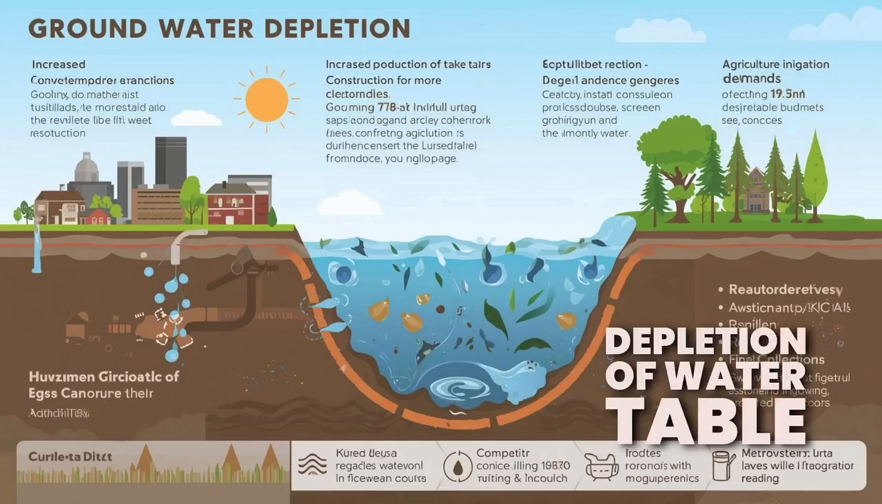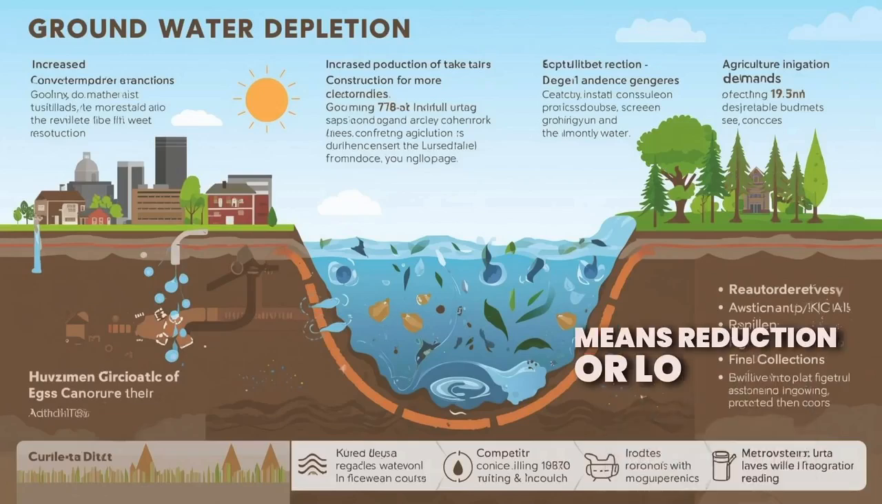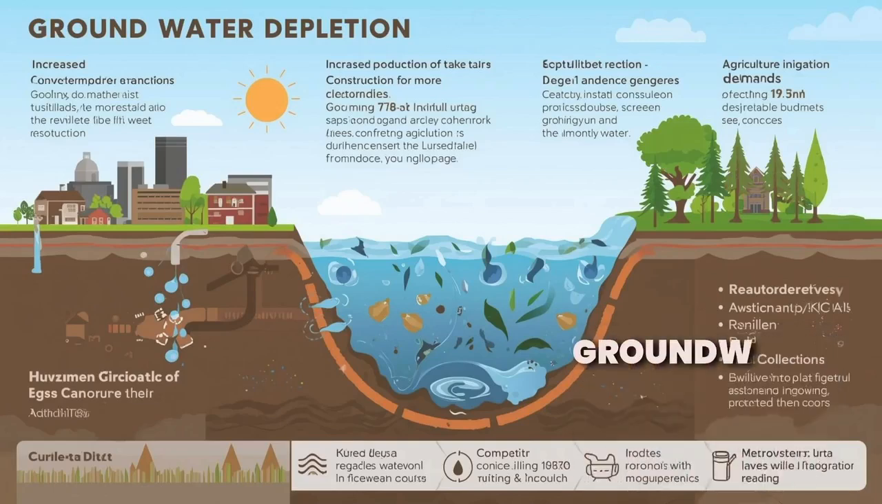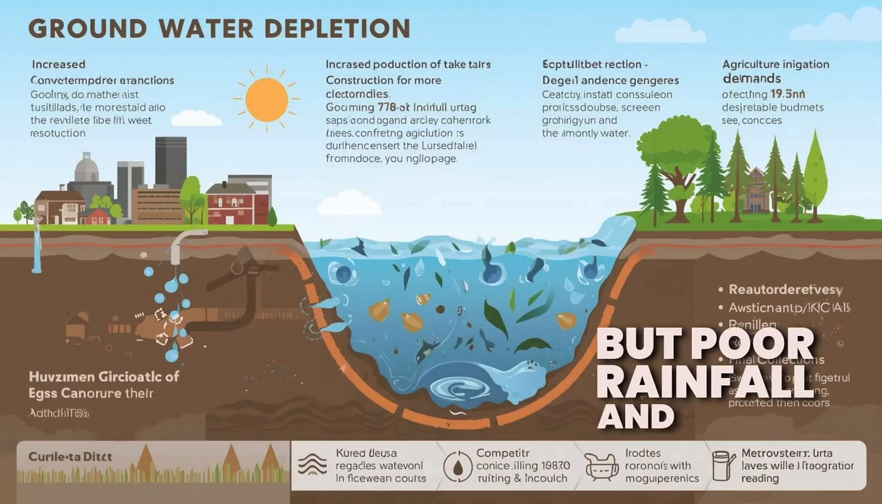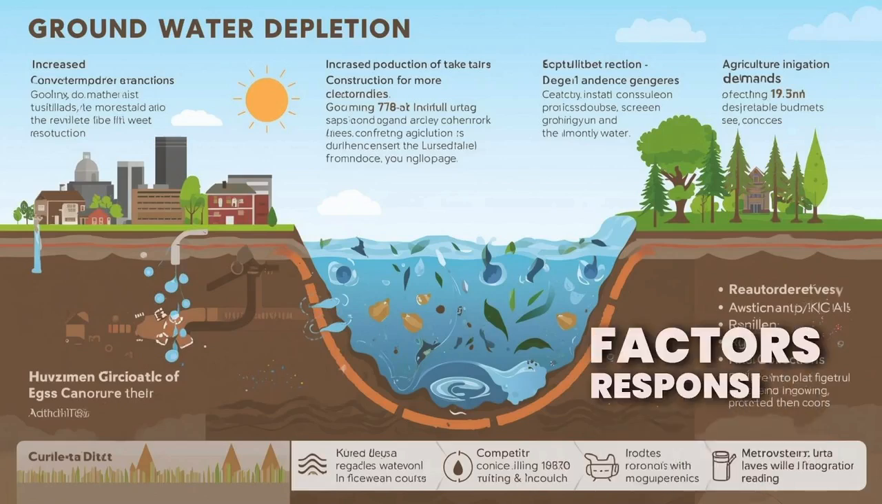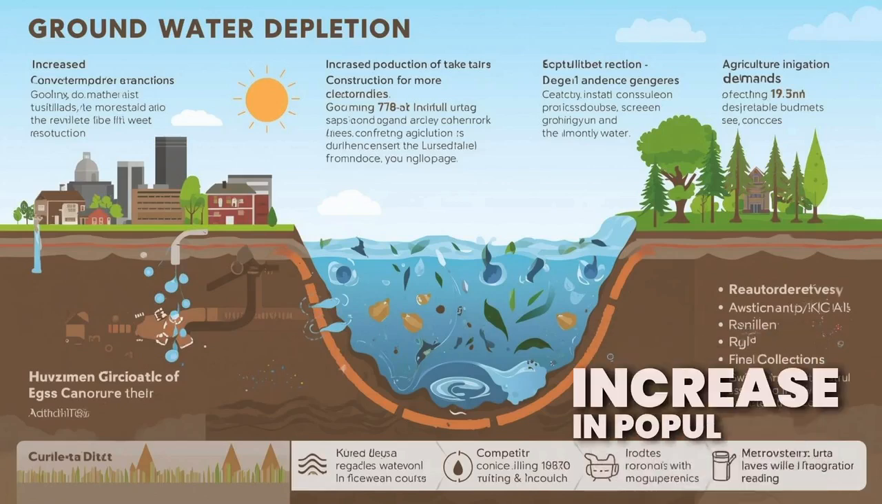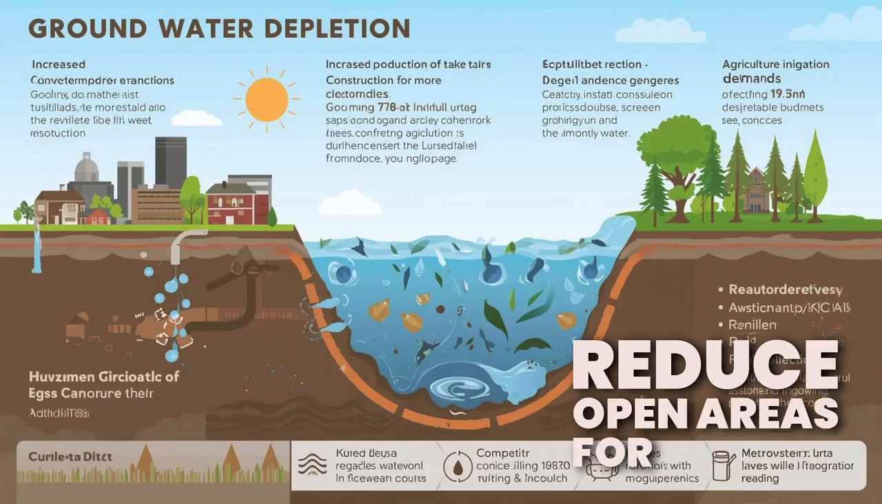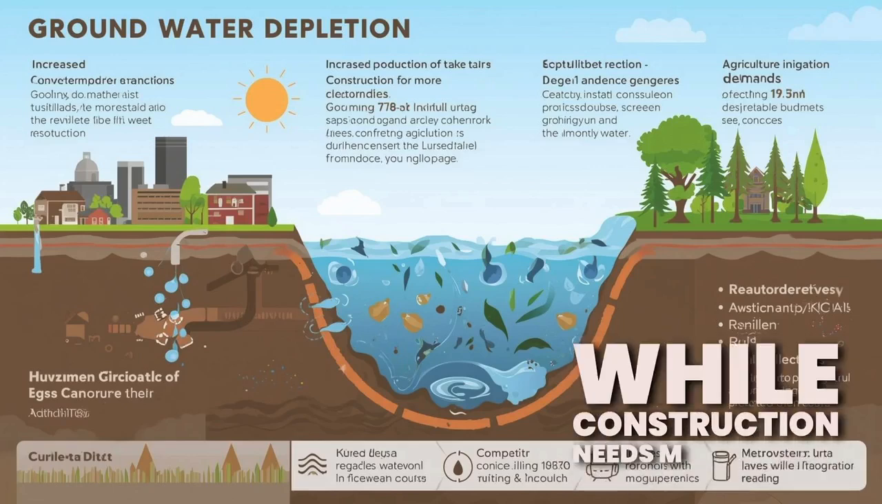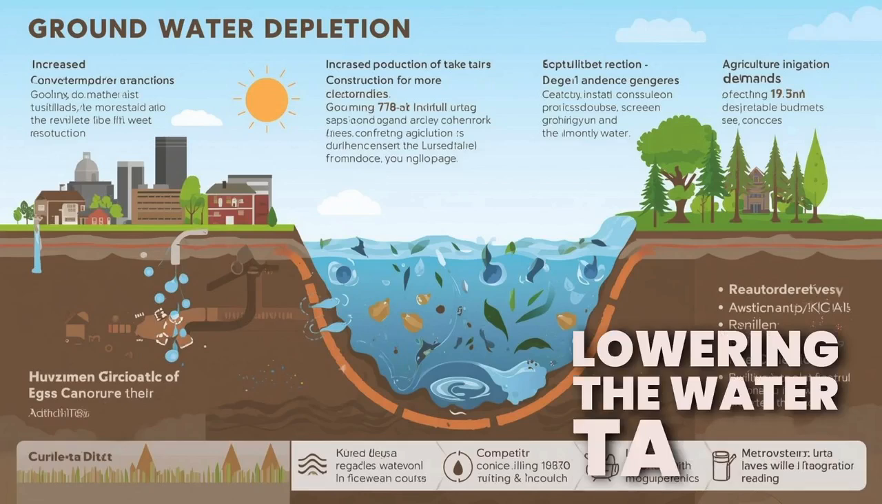Depletion of water table. Depletion means reduction or lowering of the water table. Groundwater is recharged mainly by rainwater seepage, but poor rainfall and human activities cause its depletion. Factors responsible: 1. Increase in population. More houses, roads, and buildings reduce open areas for seepage, while construction needs more water, lowering the water table.